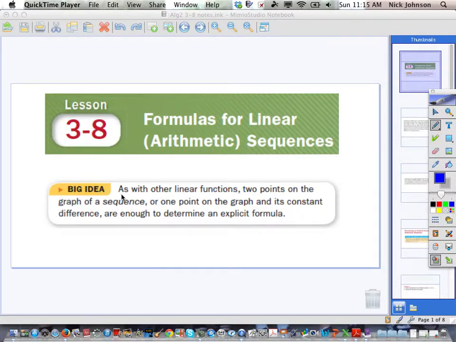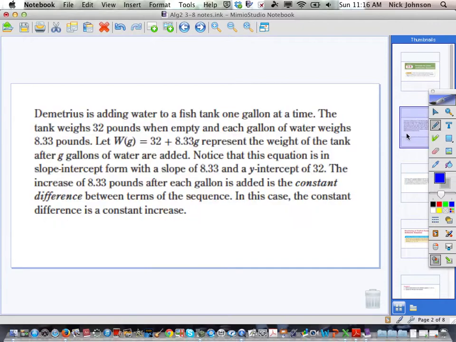The big idea is, as with other linear functions, 2 points on a graph of a sequence or 1 point on the graph and its constant difference are enough to determine an explicit formula. So as long as you know the first term in the sequence, as well as what it goes up by next, which is the constant difference, which you could also determine as your slope, it is enough to find your explicit formula.